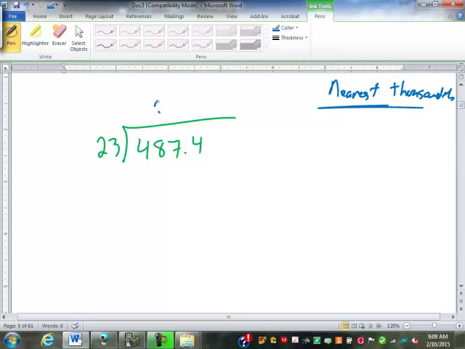23 goes into 48 twice. 2 times 23 is 46. We're left with 2. We bring down the 7. 23 into 27. Once. 1 times 23 is 23. We're left with 4. What do I have to do before I can bring down that next 4? I put the decimal point up. I cross the decimal point, I've got to do something with it. That's why we're so careful to keep these digits above the last digit we use so we know where that decimal point has to go.